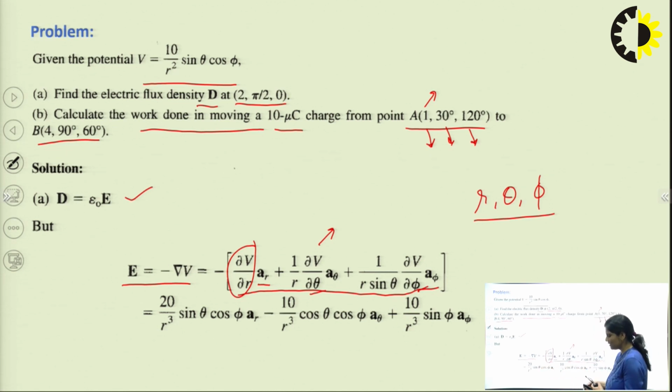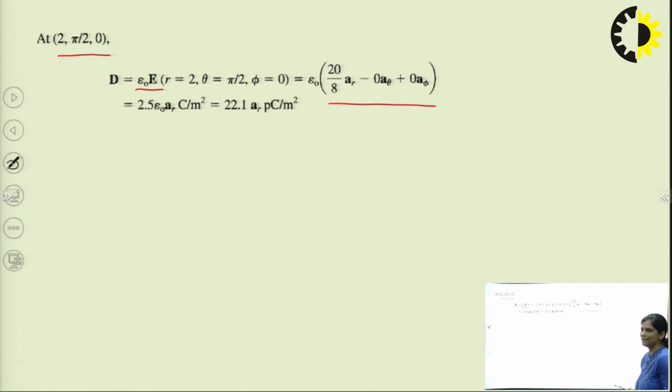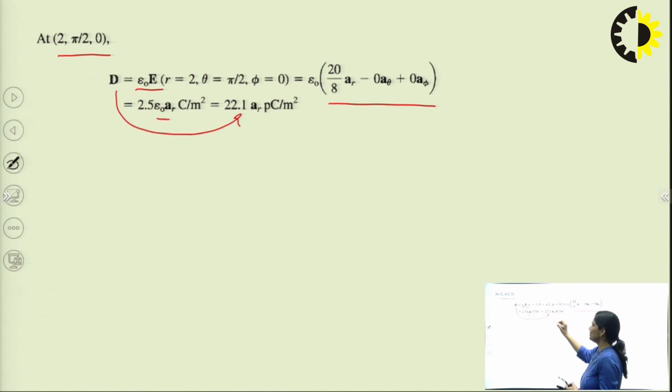So put here D is equal to epsilon E. Put this E in this equation. So epsilon naught, when you are putting the value of r is equal to 2, theta is equal to pi by 2 and phi is equal to 0, you will get this result: 20 upon 8 unit vector of r minus 0 unit vector of theta plus 0 unit vector of phi. Here you can put the value of epsilon naught and you will get the value of D is equal to 22.1.